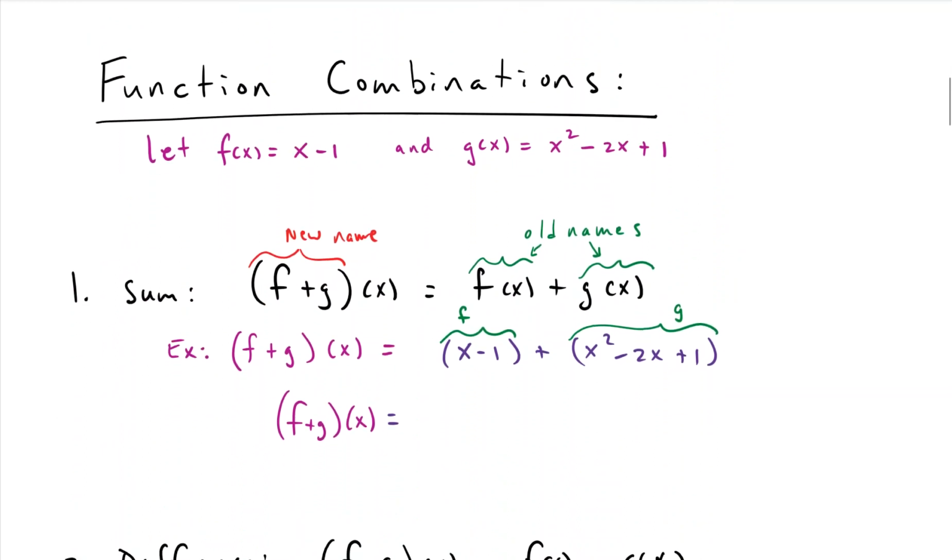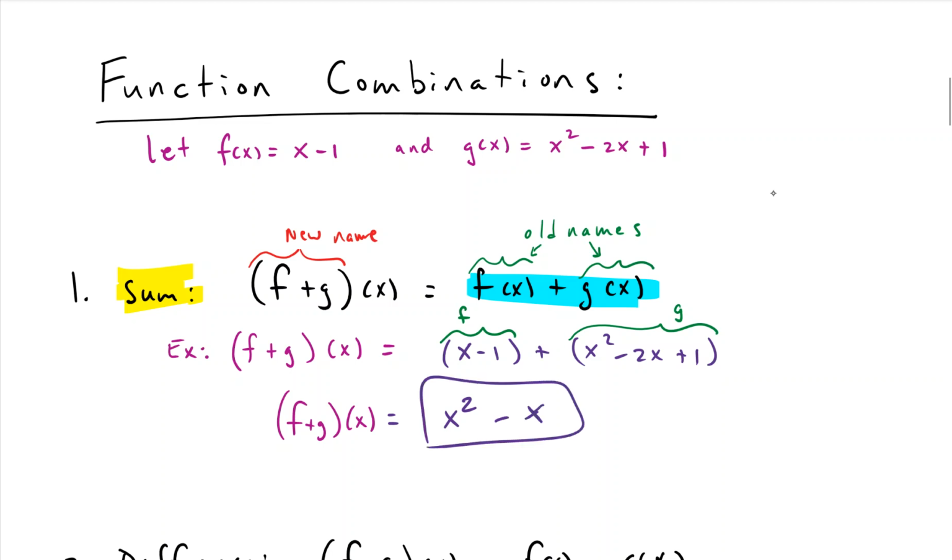So let's move on to our first function composition. This one is the addition, or summing, of two functions. We normally would do it this way. We have a function f, we've got a function g, and we add them together. So their old names are f and g. But if we add x minus 1 and x squared minus 2x plus 1 together, what do we get? We have x squared, we have negative x, and the ones cancel out. So we're left with x squared minus x. That's not the same as the original f, and it's not the same as the original g, so we can't call it f or g.